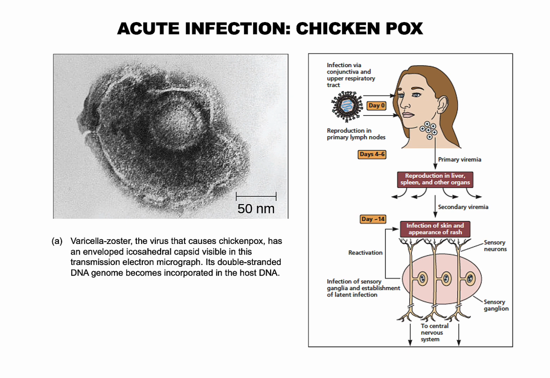Acute infection by varicella zoster manifests as chickenpox. Infection is initiated on the conjunctiva or mucosa of the upper respiratory tract and spreads to regional lymph nodes. After 4 to 6 days, infected T cells enter the bloodstream, causing a primary viremia. These infected cells subsequently invade the liver, spleen, and other organs, initiating a second round of infection. Virus particles and infected cells are then released into the bloodstream in a secondary viremia.